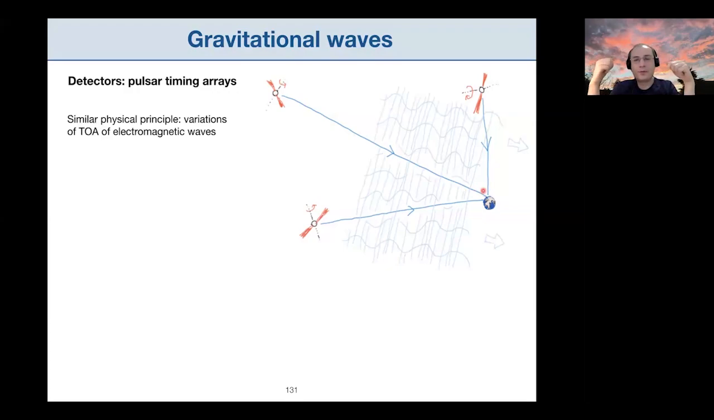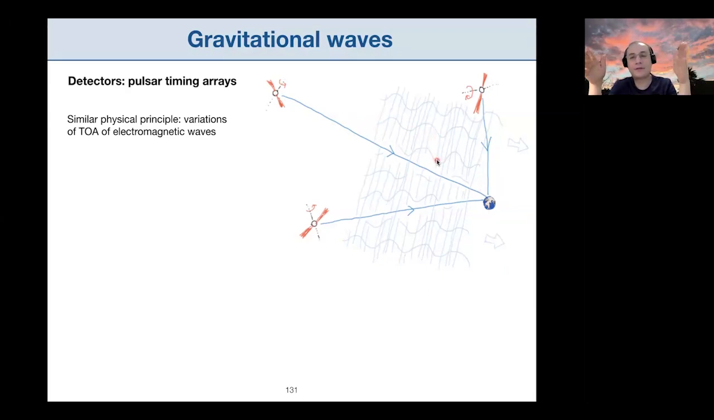Now, the principle of action of these detectors is in a way very similar. Again, we look at the variations of times of arrival of electromagnetic waves due to the gravitational waves passing nearby. So this thing here is supposed to represent a passing gravitational wave.